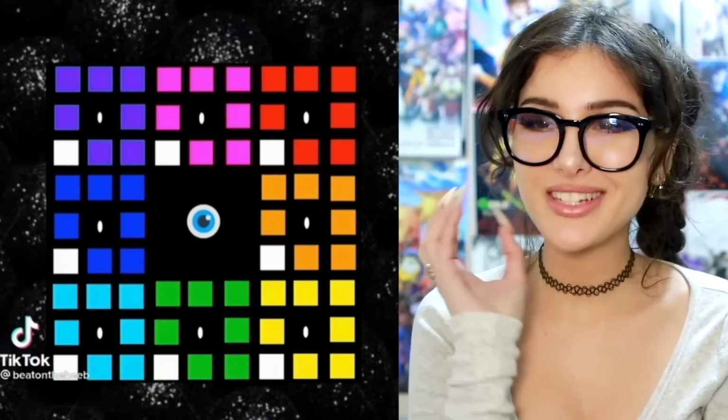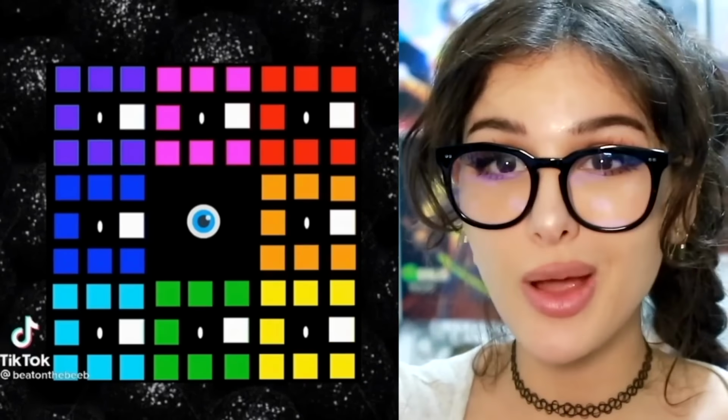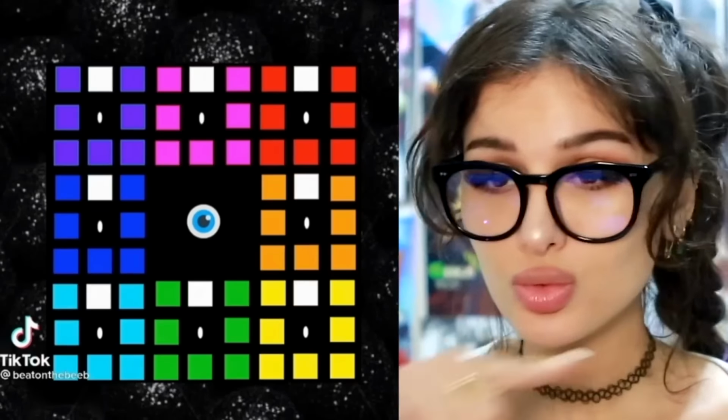Those white squares that are moving around, stare at the eye in the middle of the picture just for a few seconds and see what happens to them. Whoa, so when you're staring at the eye in the middle of the picture, you see a perfect square just move around. Is it just me or are the squares also changing colors? I feel like they're not white squares anymore. They're like yellow, pink, and purple. Or am I going insane?